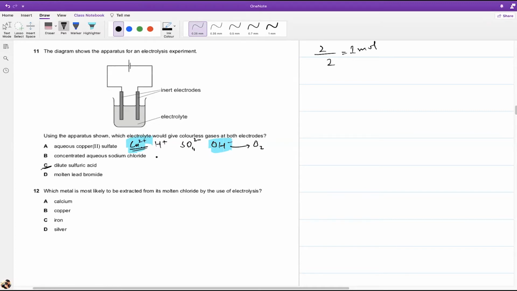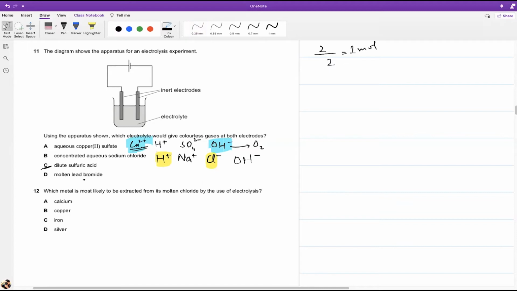Concentrated aqueous sodium chloride. Again, it is aqueous, so H positive, sodium positive, chloride negative, and OH negative. But this time it's concentrated. Because of the concentration, hydrogen gas will go over there and chlorine will go over the other one. You will end up with sodium hydroxide in the solution. This is a very important industrial electrolysis process. This is colorless hydrogen gas. This is green chlorine gas. And what happens to the pH of the solution? You are leaving H positive and you have just OH negative remaining. H positive has left the solution, so you will get a higher pH. So pH is increasing in this case.